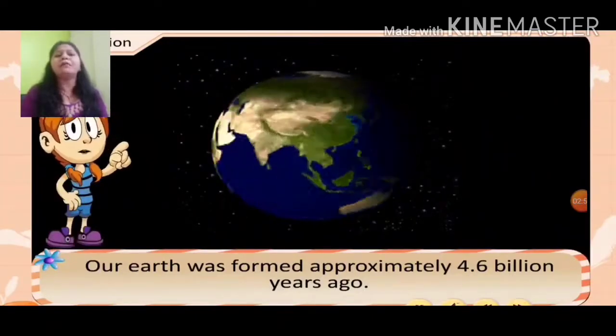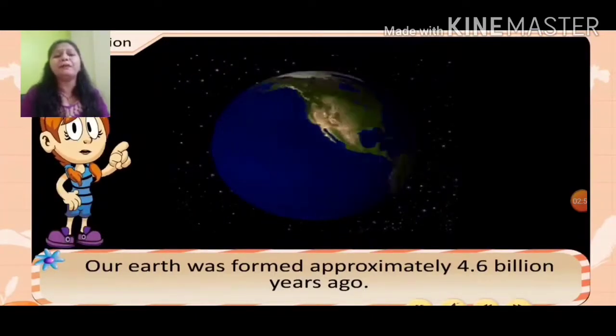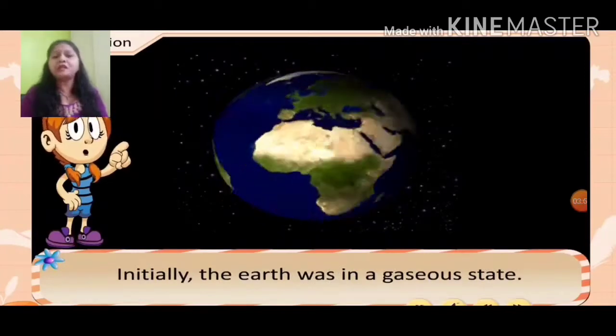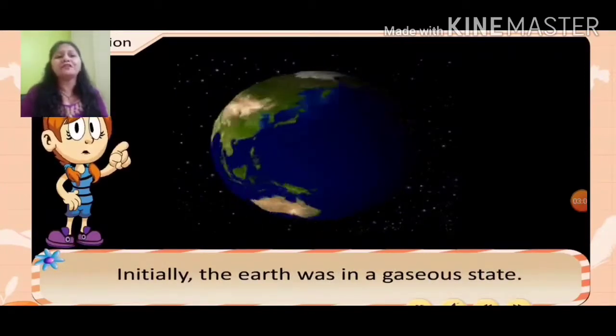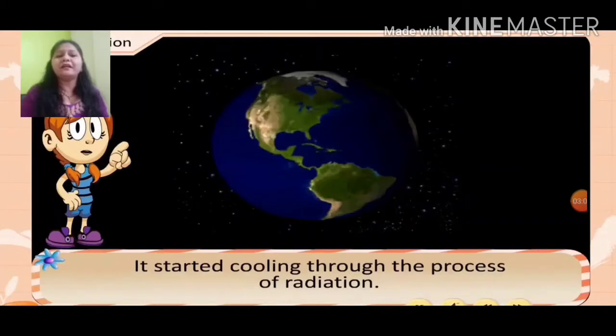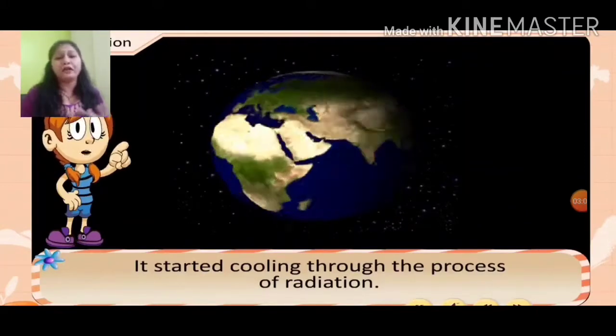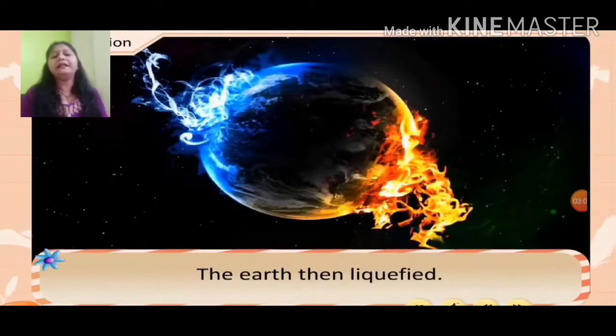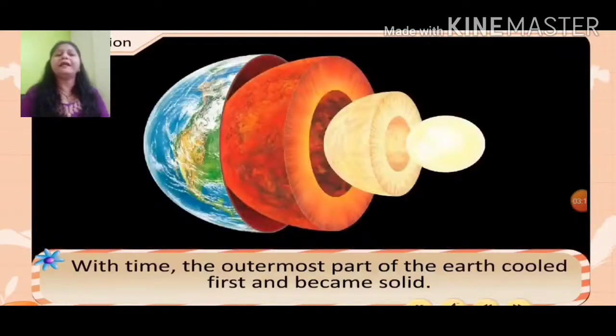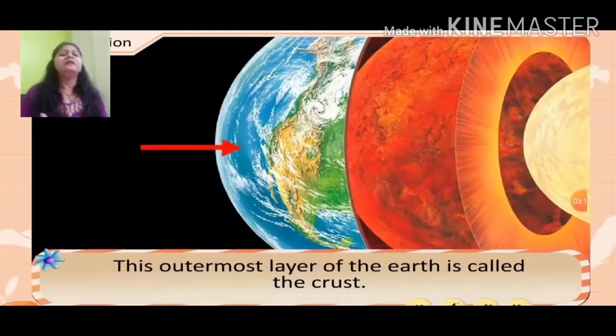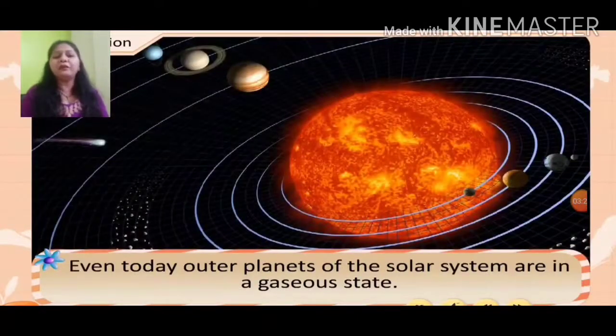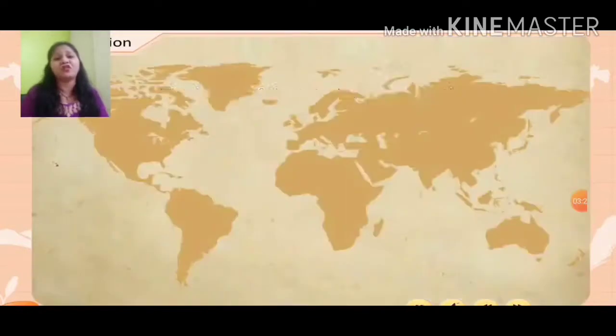Our earth was formed approximately 4.6 billion years ago. Initially, the earth was in gaseous state. Then it started cooling through the process of radiations. The earth then liquefied. Now with time, the outermost part of the earth cooled first and became solid. Then this outermost layer of the earth, we call it crust. Even today, other planets of the solar system are still in gaseous form.